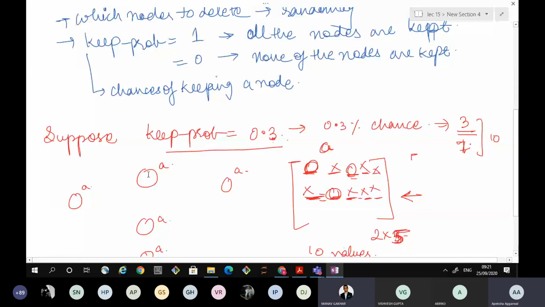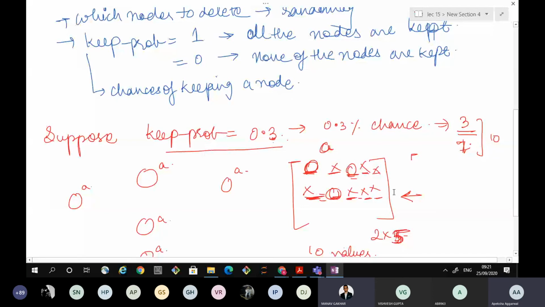And ma'am, what does deleting a node mean? Do you set the probability of it to 1 or 0? Like, you initialize a random array of zeros and ones, and then some of them are zeros and some of them are ones.